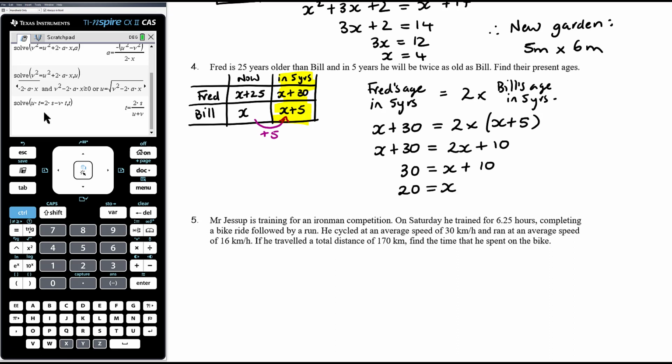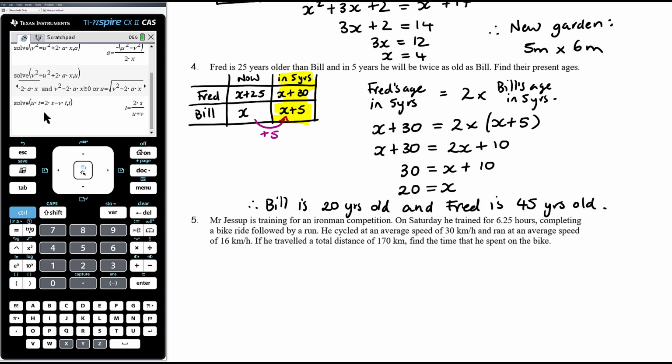So then answering the question, we want both of their present ages. X is Bill's present age, so therefore Bill is 20 years old, and Fred is 25 years older than Bill, so Fred is 20 plus 25, so 45 years old.